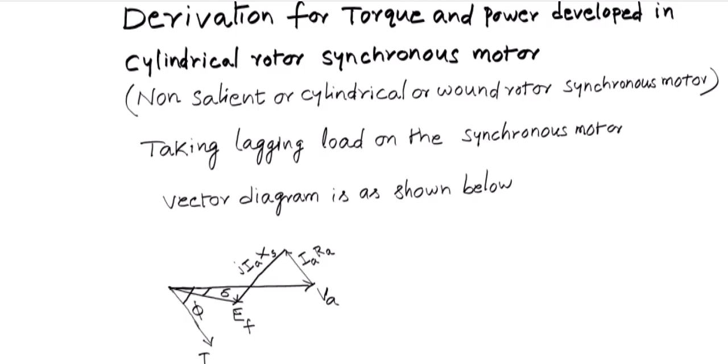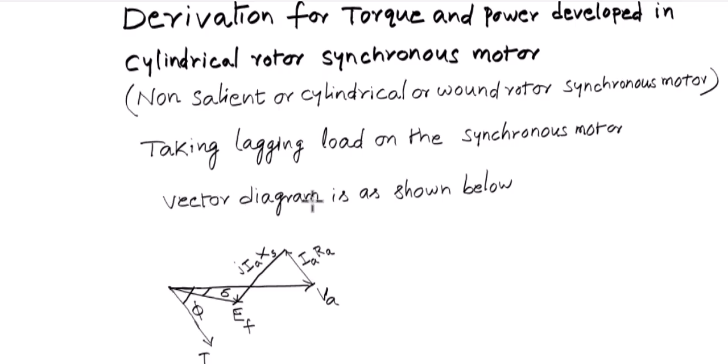Hello friends, today I will discuss the derivation for torque and power developed in a cylindrical rotor type synchronous motor. This cylindrical rotor type synchronous motor is also called non-salient pole type synchronous motor. This is also called wound rotor type synchronous motor. So to derive the power developed in this motor, let me consider the lagging power factor load on the synchronous motor.